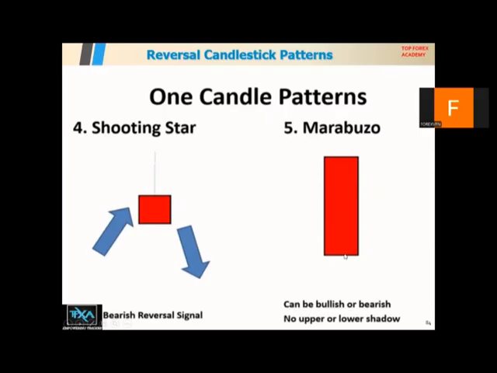And then we have a marubozu. A marubozu could either be a red marubozu or a green marubozu. When it's a red marubozu, that's a bearish candlestick pattern. But when it's a green marubozu, that is showing a bullish trend.